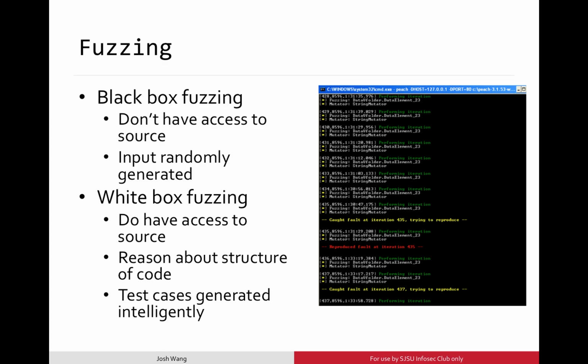Black box is when you don't have access to the source code, and the input is randomly generated. An example of a black box fuzzer would be Peach, which is what you see on the right. Peach fuzzer would be an example of a black box fuzzer. And then white box fuzzing is when you do have access to the source code, and because you have access to the source code, you're able to reason about the structure of the code, and you're able to generate test cases or input intelligently. Like we were talking about, concolic execution is an example of white box fuzzing.